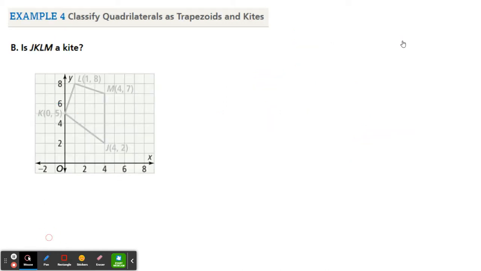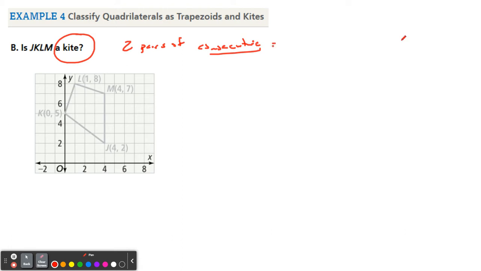All right, next one. Now let's see if this JKLM is a kite. Again, I love that this follows the quadrilateral chapter, because we can remember all those special ideas. A kite has two pairs of consecutive congruent sides. Consecutive. So that means two pairs, one right after the other.